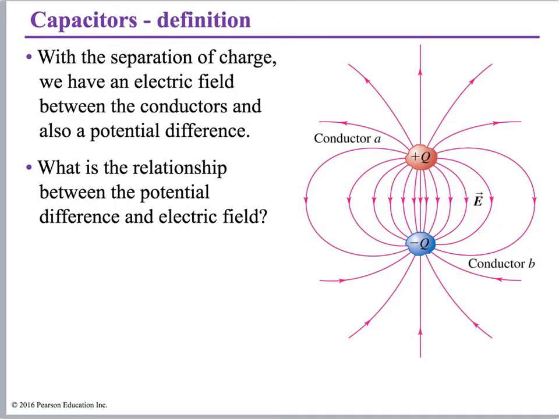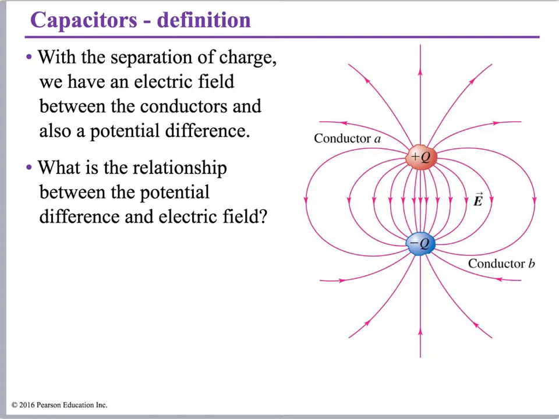So we learned, and we see in this picture, that because there's this positive charge and negative charge and they're separated by some distance, you know that that's going to create an electric field between the two conductors. And here you see the electric field lines being drawn.